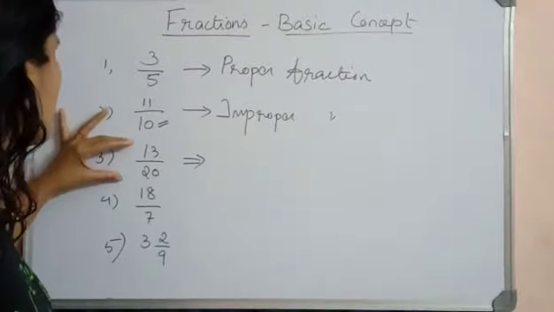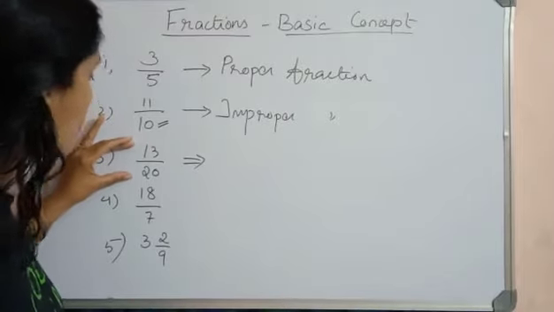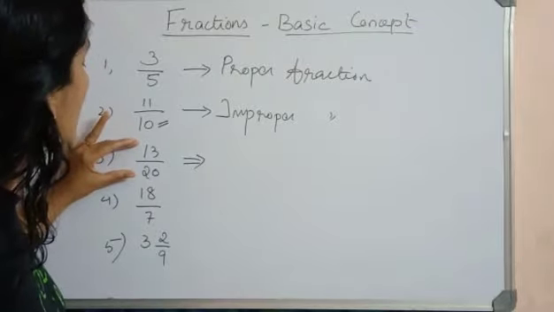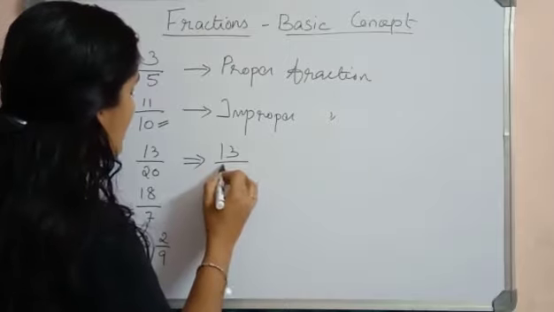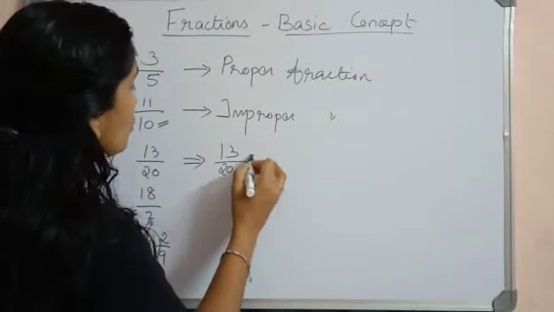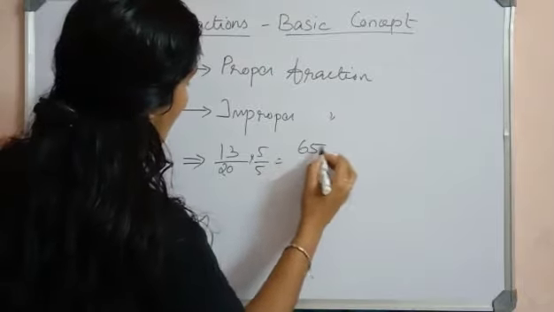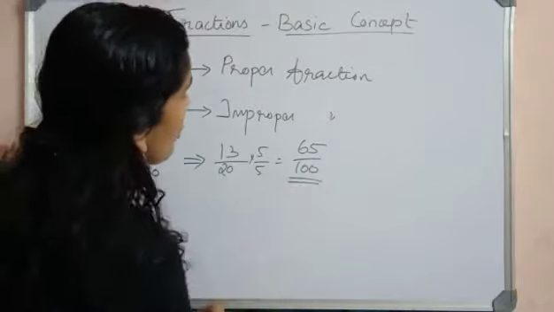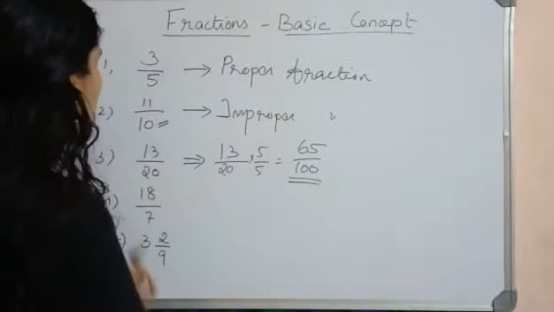Consider the next one, 13 by 20. This is an example of a proper fraction. Also, this can be expressed with a power of 10. See, 13 by 20 can be written as 13 by 20 into 5 by 5. This will be 65 by 100. So this is an example of a decimal fraction as well as a proper fraction.